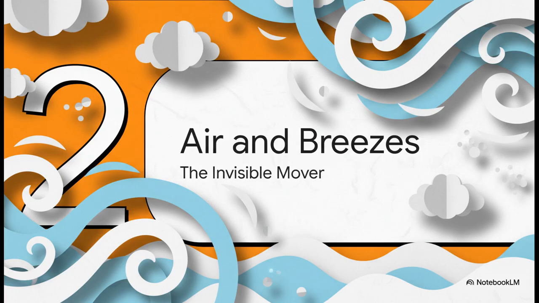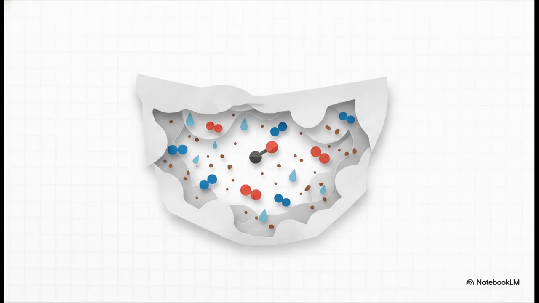But what is this weather actually made of? Well, a very big part of it is air, the air that is all around us, even though we can't see it. So let's find out more about this invisible mover. So what is this air made of? It's not just nothing. It's actually a mix of many gases.